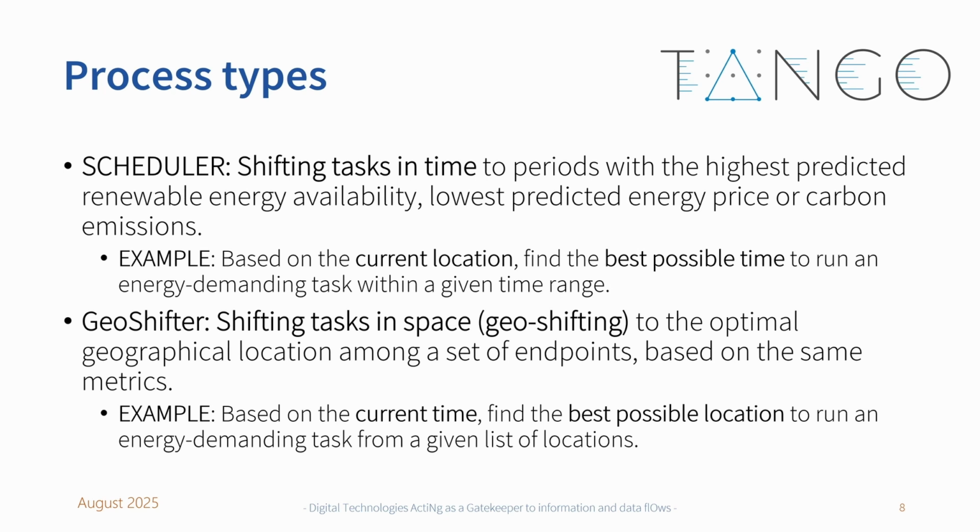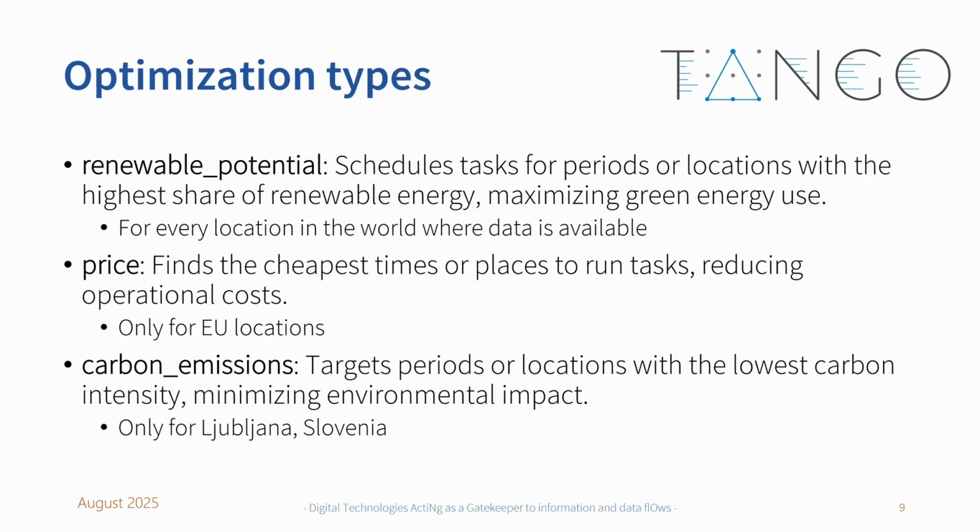This approach is ideal when you have flexibility in where a task can run and want to take advantage of the most favorable conditions at the present moment. The system offers different optimization options tailored to various types of shifting. One option is renewable potential, which schedules tasks at times or locations where the share of renewable energy, such as solar or wind, is highest. This helps maximize the use of green energy and reduces reliance on fossil fuels.